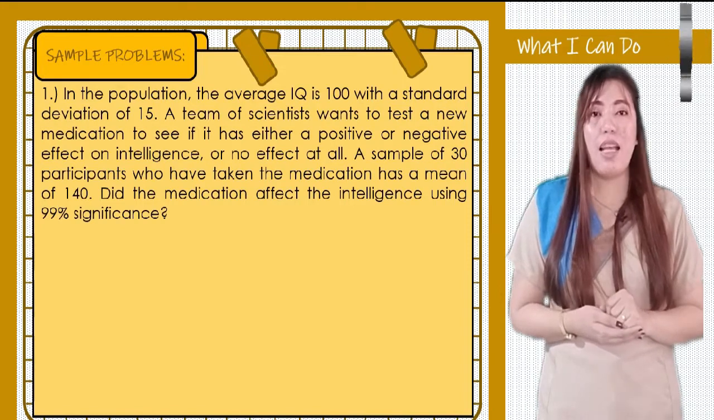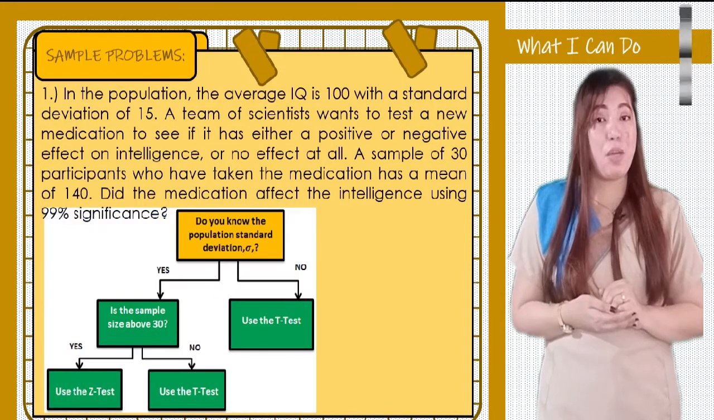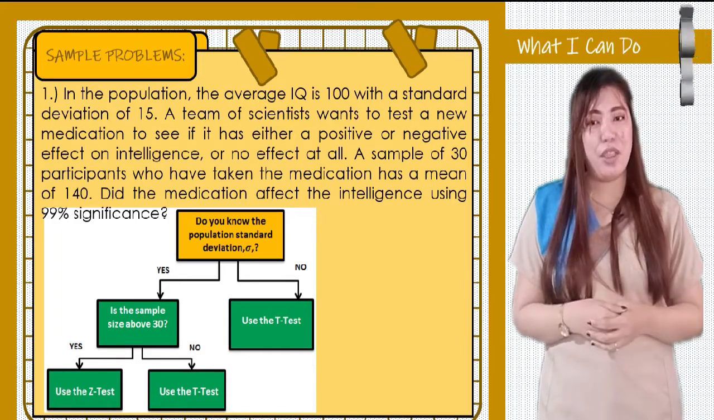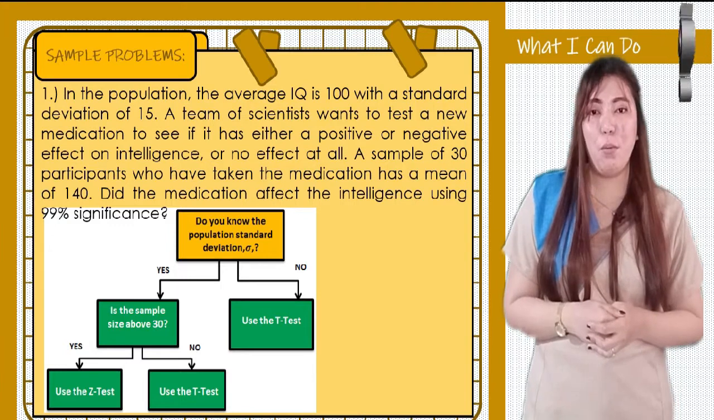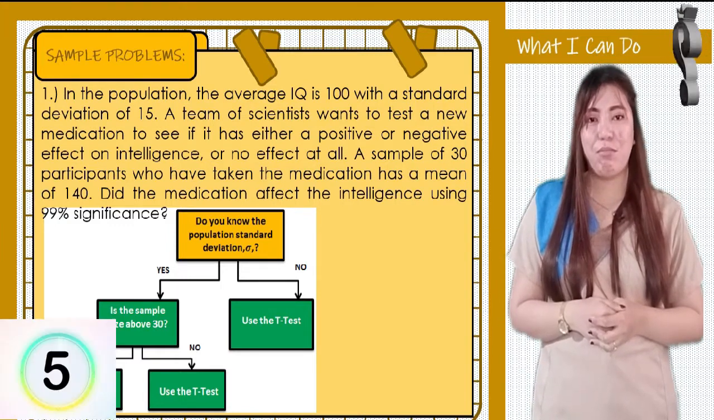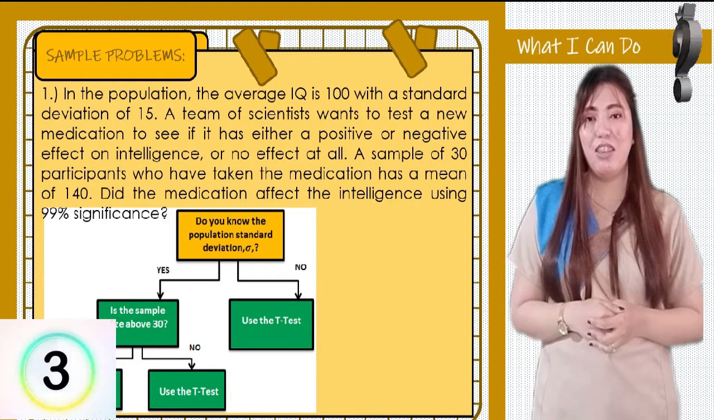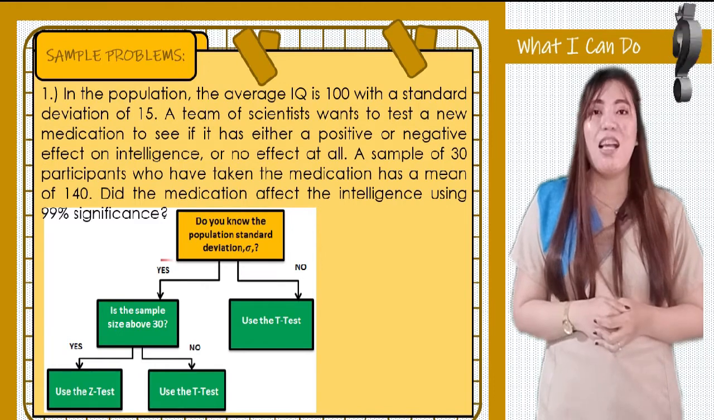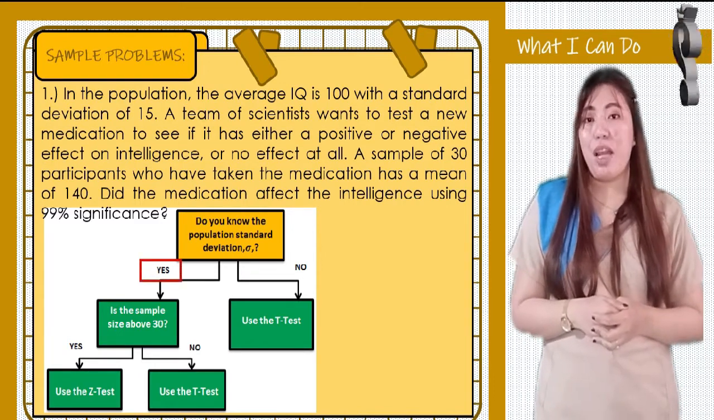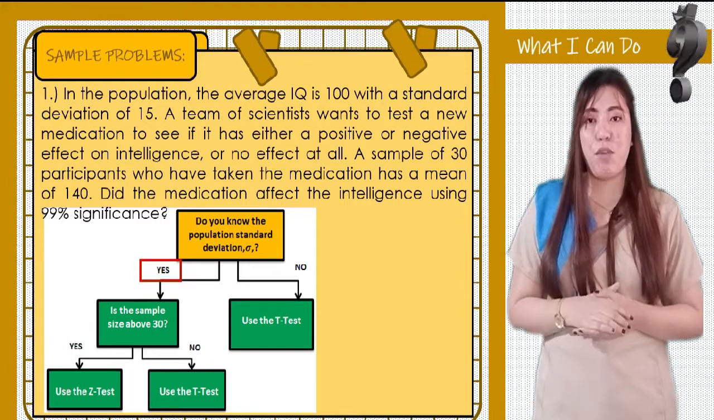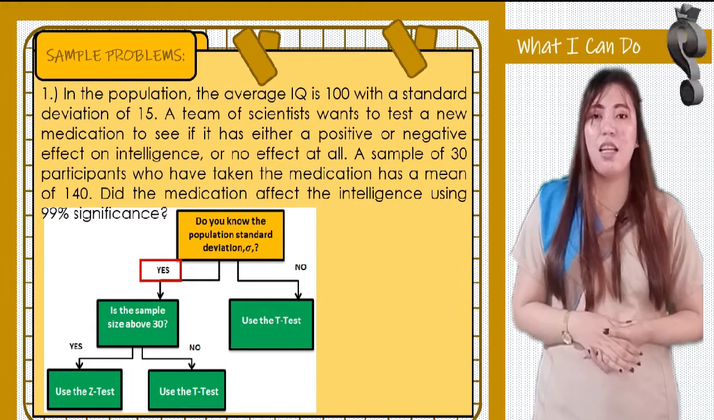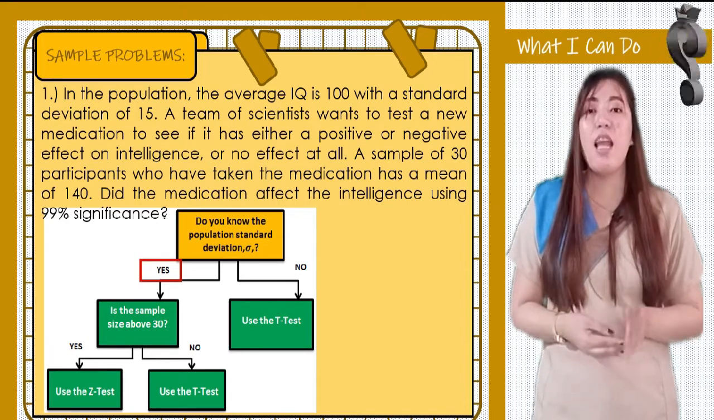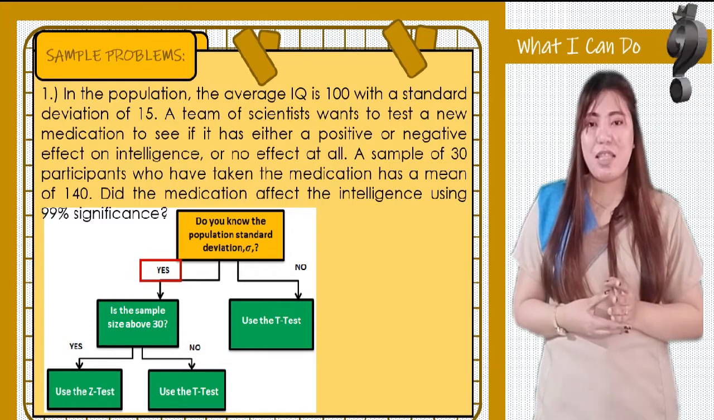To solve, let us identify the test statistic to be used using this guide question. Is the population standard deviation known? Yes or no? 5 seconds. Yes, the population standard deviation is given, which is 15. Next, is the sample size greater than or equal to 30? Yes or no? 5 seconds.